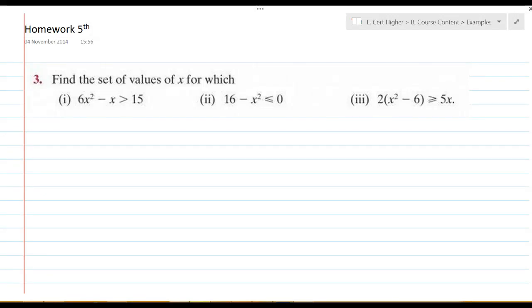I'm going to go through the answers to your homework now, so if you want to take them out and correct as I go through it, I'll give you a second or so to get them out.